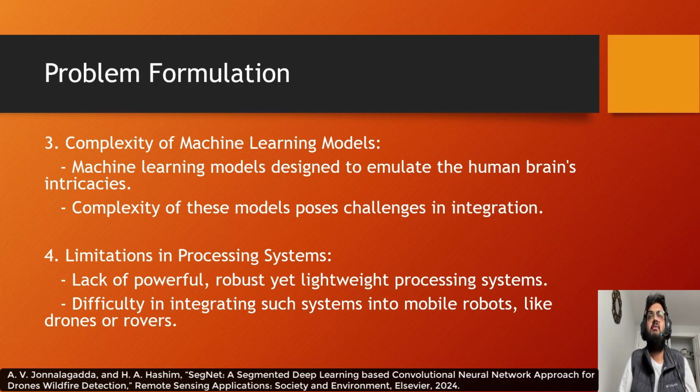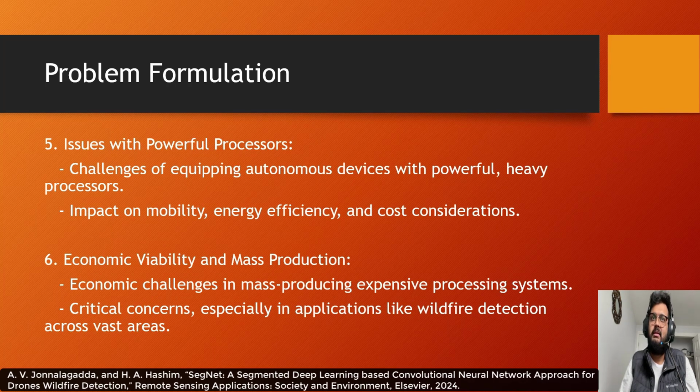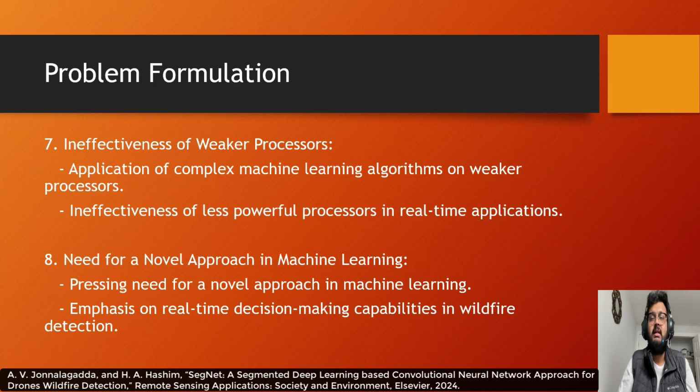Equipping these autonomous devices with hefty, powerful processors is impractical due to their weight, impacting mobility and energy efficiency of the drone. Moreover, the cost factor further complicates the issue, making these potent processing systems economically unviable for mass production. This challenge becomes especially critical in the context of wildfire detection over extensive land masses. Applying complex machine learning algorithms on relatively weaker processors exacerbates the problem.